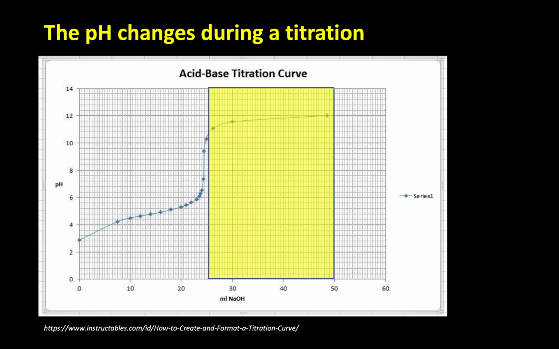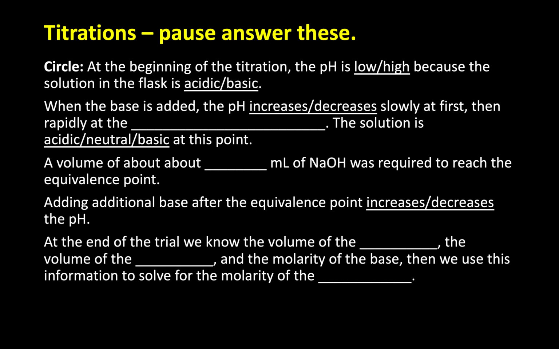But if we were to add more base, you can see that, of course, the pH continues to rise. It flattens out eventually because if we're adding more base, it's not going to become even more basic forever. It's going to stop at some point, depending on our concentration of base.